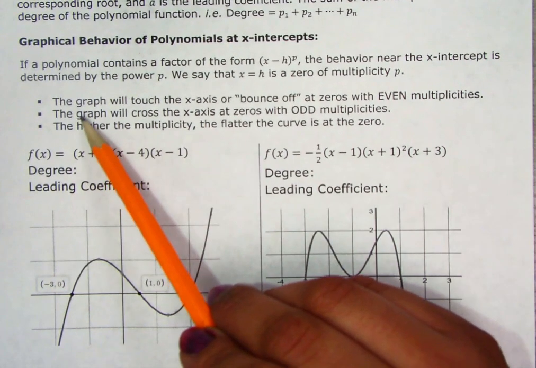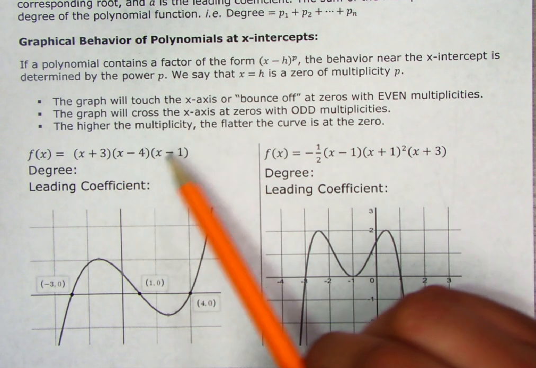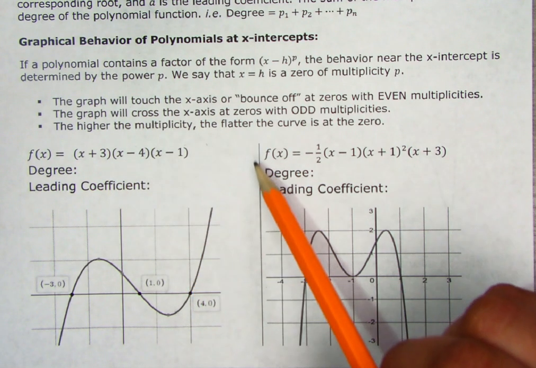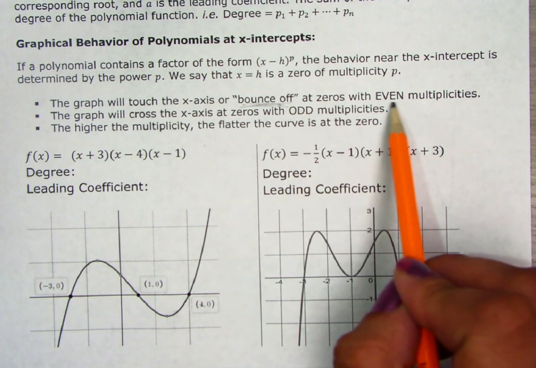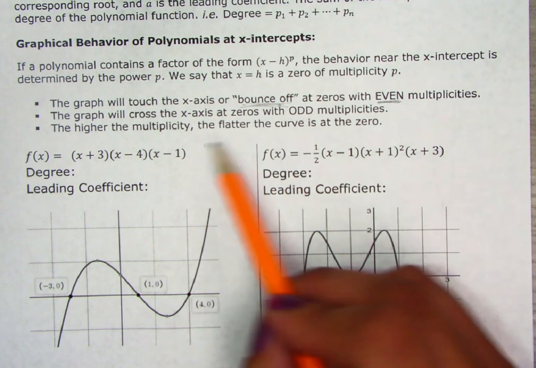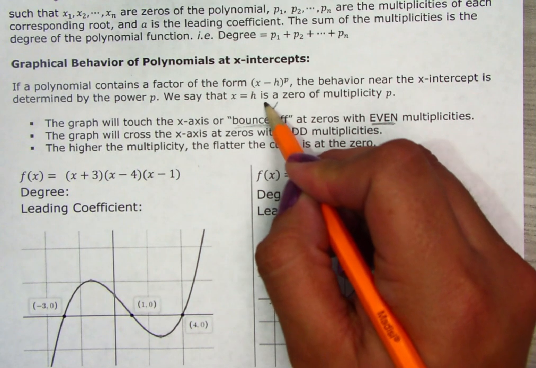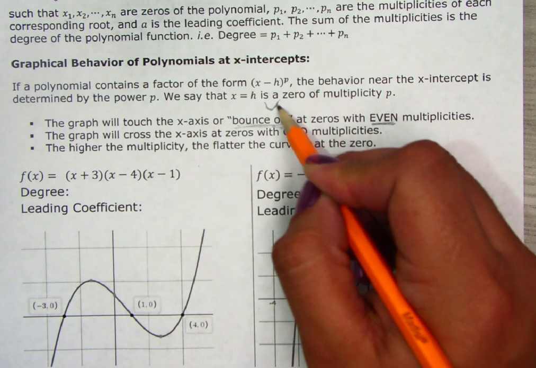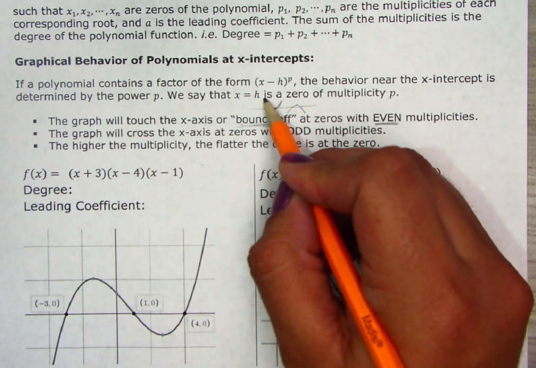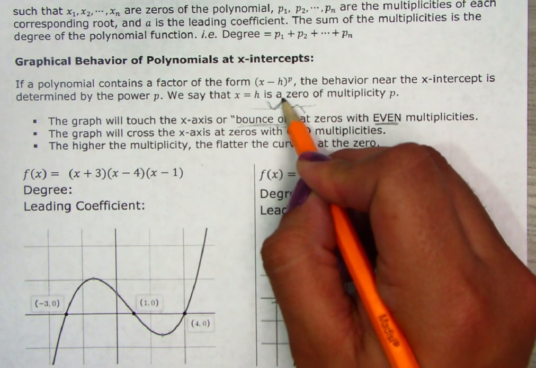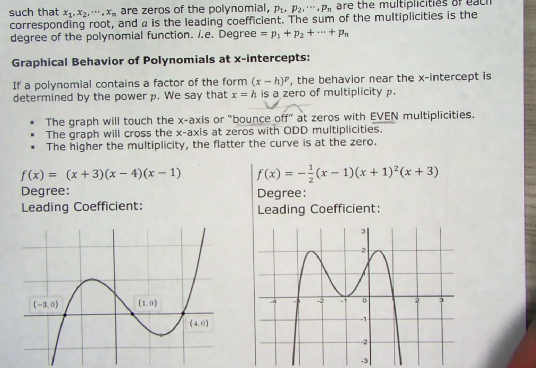So you're going to be looking for what the exponent is for each binomial, because that's going to tell you what's going to happen, whether it's going to bounce off. If it's an even multiplicity, like an even number for the exponent, that's going to mean it's either coming down and then bouncing up, or going up and then bouncing down. So picture a line and picture yourself coming down and then bouncing up, or going up and then bouncing down. That's what bounce off means.